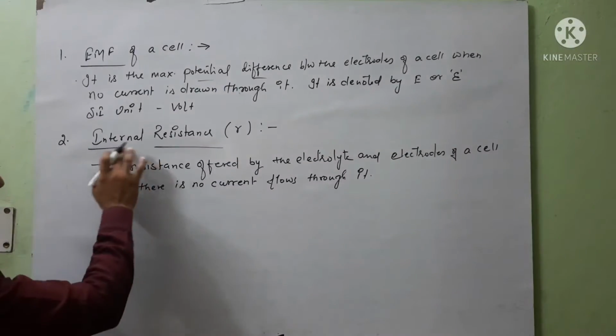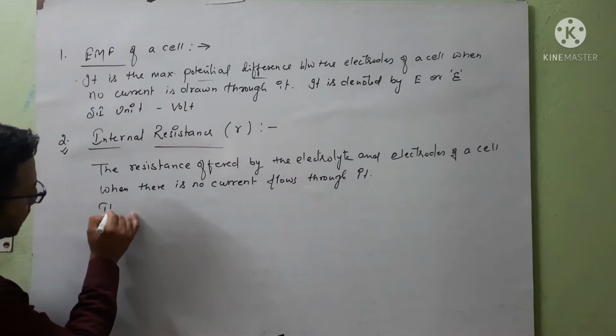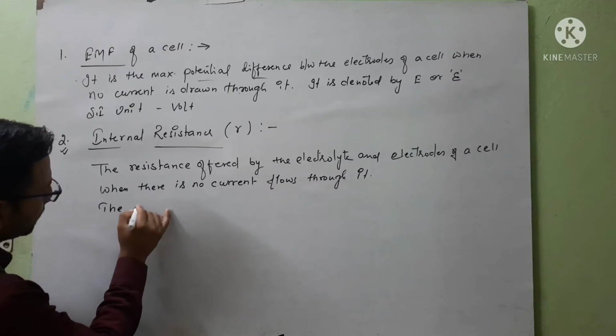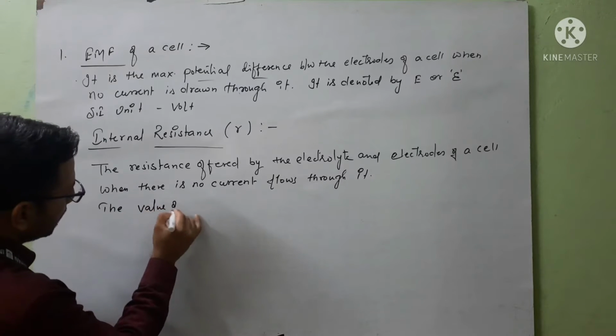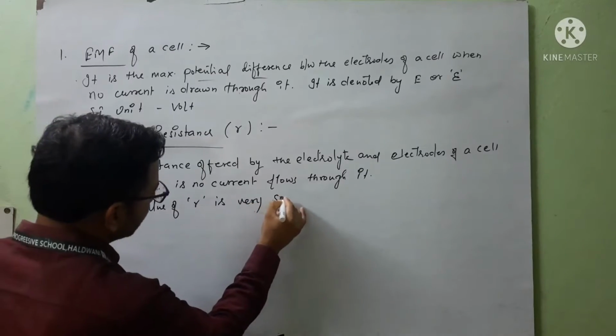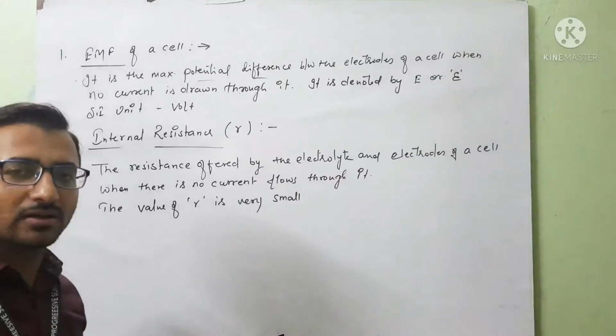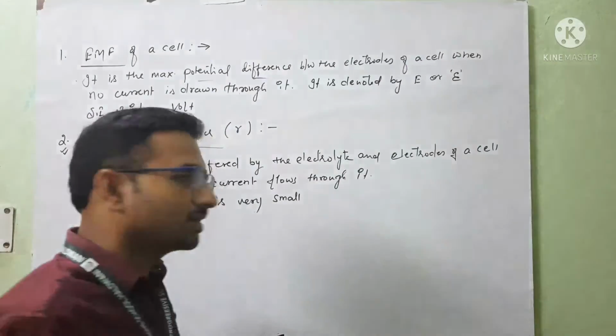Here, if you think about the value of internal resistance, it is very small. Okay, student, the magnitude of small r is very small, as we discussed earlier. The resistance of a conductor is large as compared to the internal resistance.